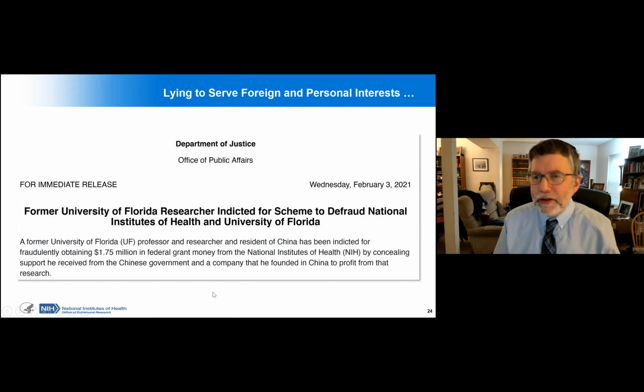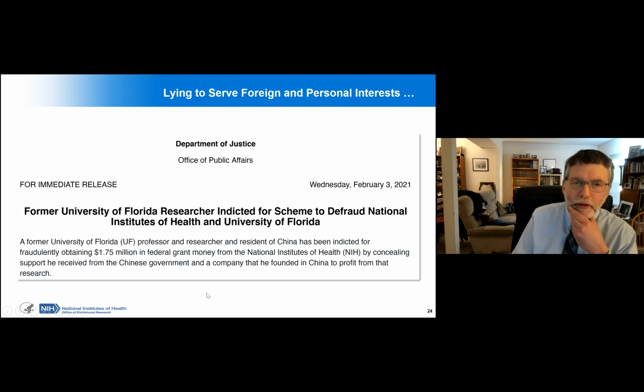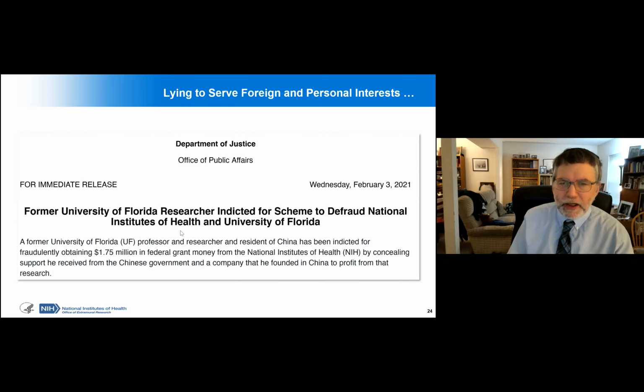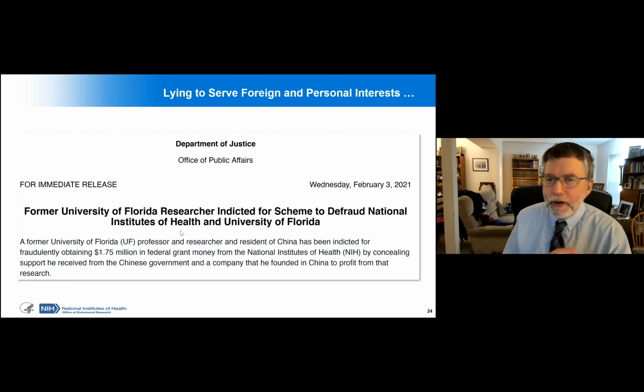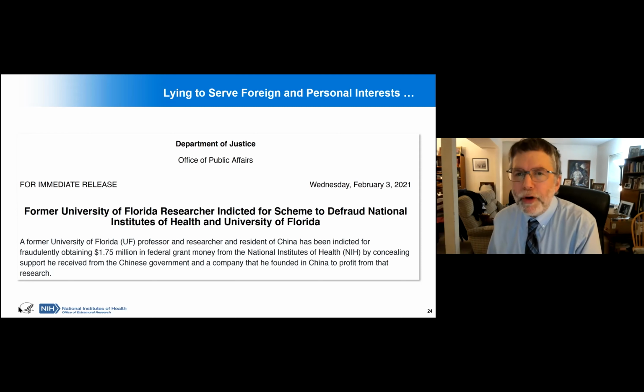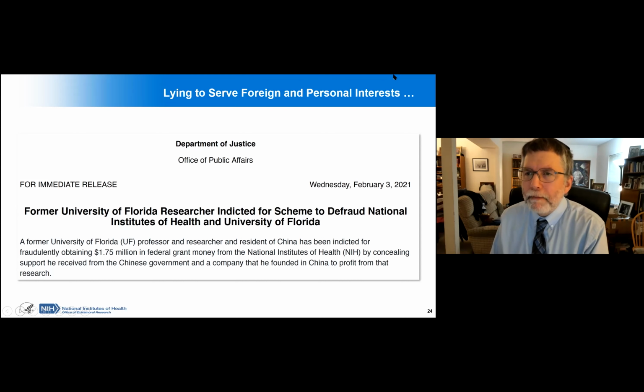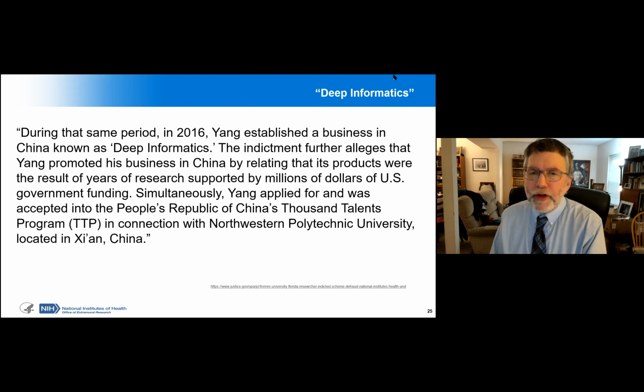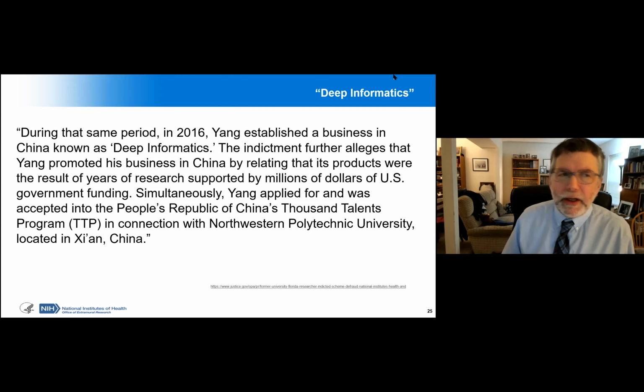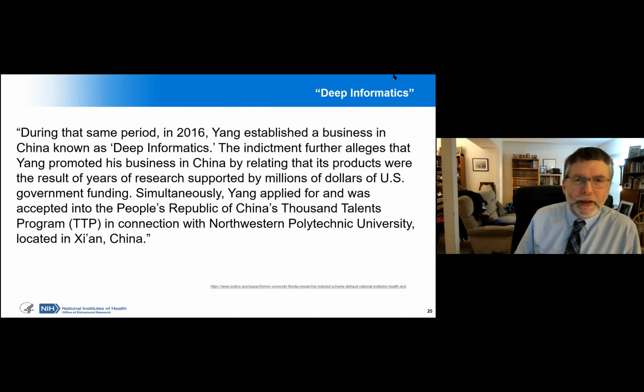This case just came out a month or so ago, although we've been working on this case for a long time. So this is a University of Florida researcher who had received $1.75 million in NIH money. The next slide illustrates what was going on with him. So next slide, please. So his name is Lin Yang, and what he did was he was doing informatics research. That's what he was being funded for at NIH.